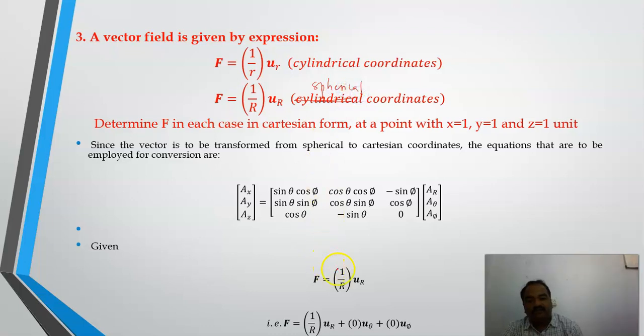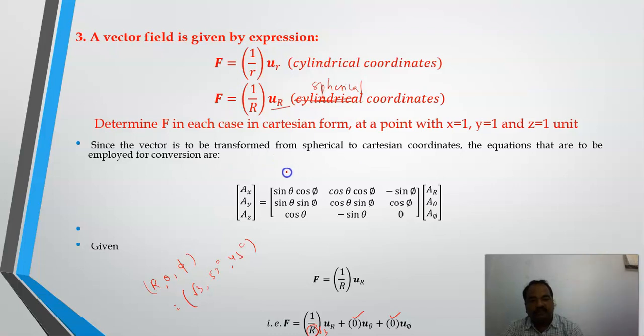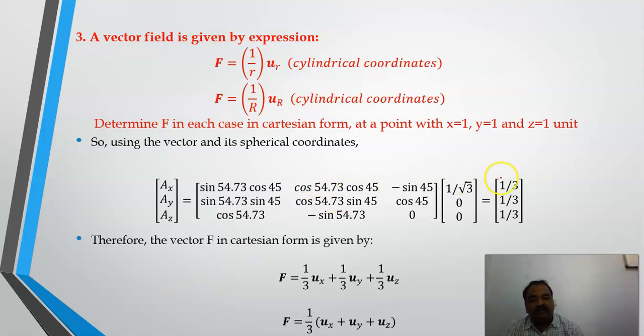So how to write this vector actually? This is only the r component, the other components are 0 basically. And this r value I have also obtained. What is the r value? r, theta and phi we have done in the last slide, right? It was root 3, it was 54.73 degrees, and it was 45 degrees, right? So I will write it as root 3. All these values I know: theta value I know, phi value I know, and this A_r also I know, 1 by root 3, A theta is 0, A phi is 0. So I will substitute these values. Now if you carefully see, after transforming, I will get 1 by 3, 1 by 3 and 1 by 3.